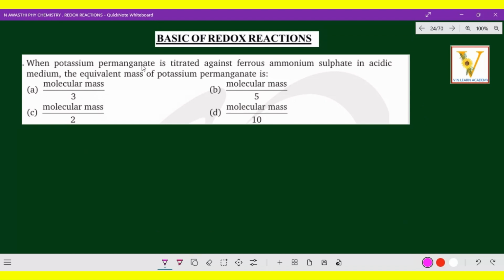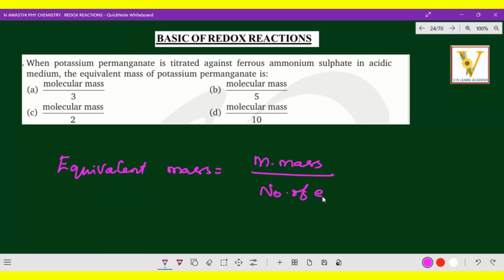Question: when potassium permanganate is titrated against ferrous ammonium sulfate, FAS, in that practical lab you might have done this, potassium permanganate versus FAS, ferrous ammonium sulfate, Mohr's salt, in acidic medium, the equivalent mass of potassium permanganate. This is very simple. Equivalent mass, how to identify? Equivalent mass equals molecular mass divided by number of electrons change.